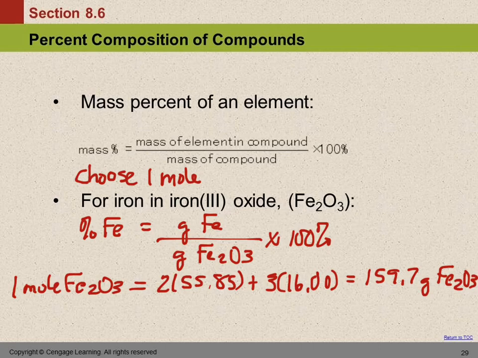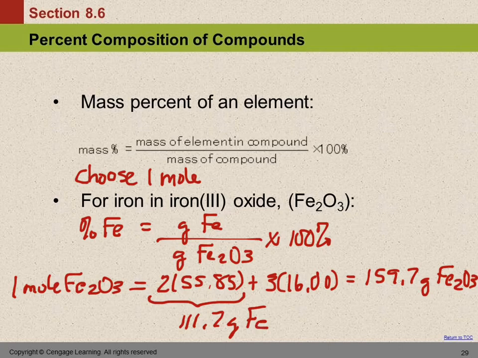So 1 mole of it weighs that much. What's the mass of iron in there? That would be this part, right? In 1 mole of that compound, there's 2 moles of iron. 2 times 55.85 is 111.7 grams of iron.